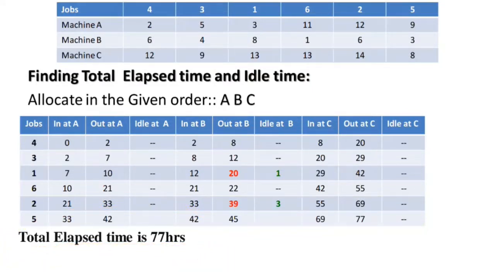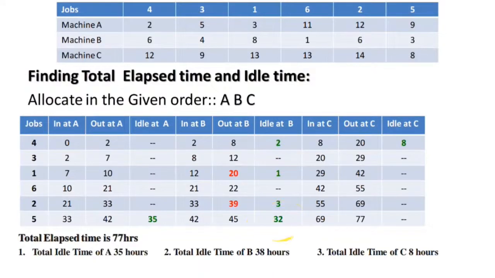Now calculating the idle time at A and idle time at B at the end hours, because until the process at machine C has been completed, that is up to 77 hours, this will be an idle condition. So machine B will be idle for 32 hours and this one for 35 hours. This is calculated by 77 minus 42, and here 77 minus 45, hence 32.